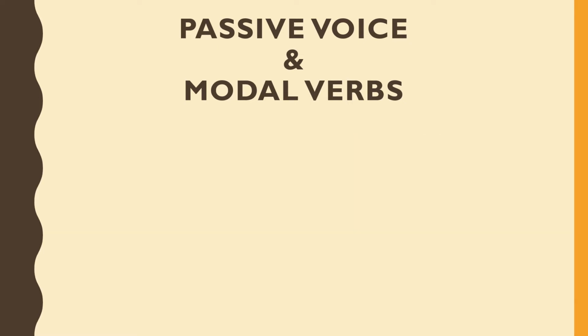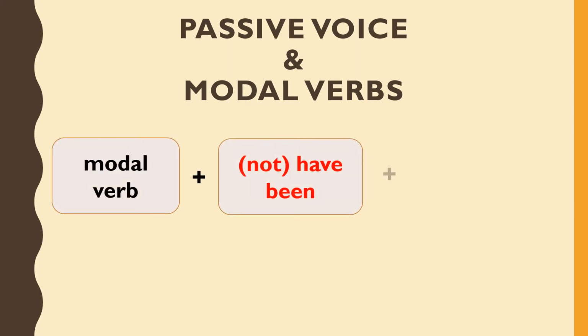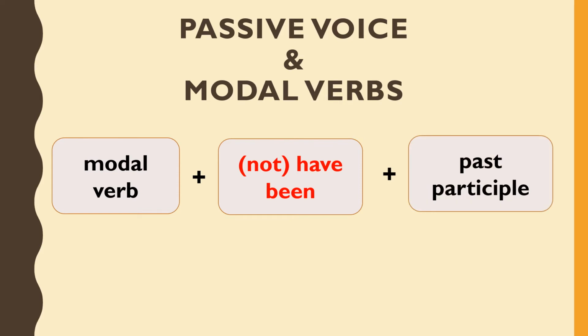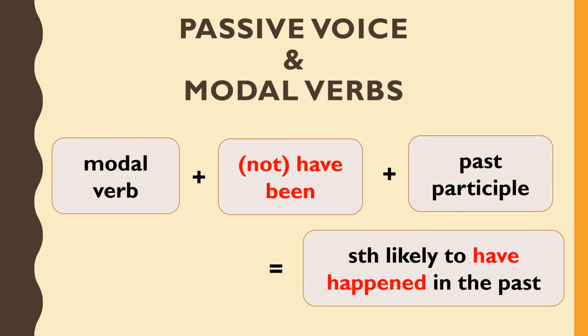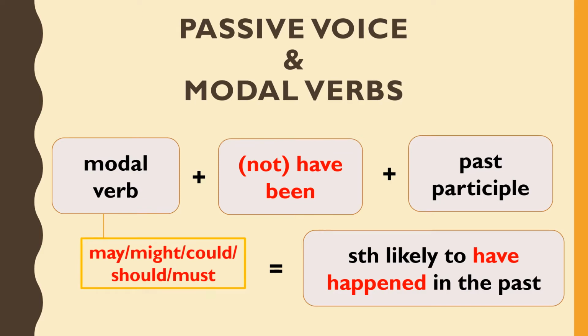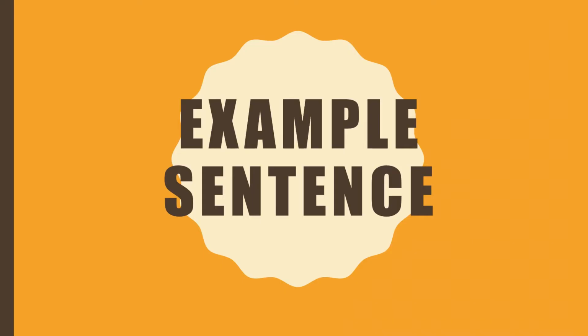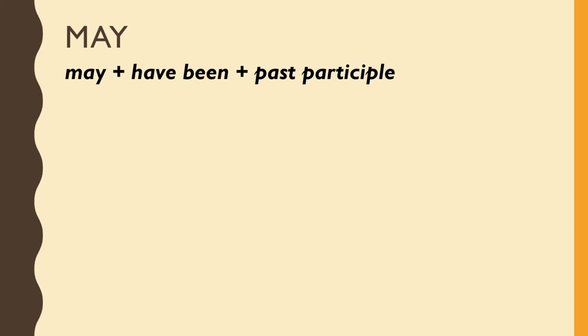Let's learn something new. We can change the be to a perfect form, which is have been. The structure modal verb plus have been plus past participle is used to say that something is likely to have happened in the past. Example sentence. May. The form is may have been plus pp.